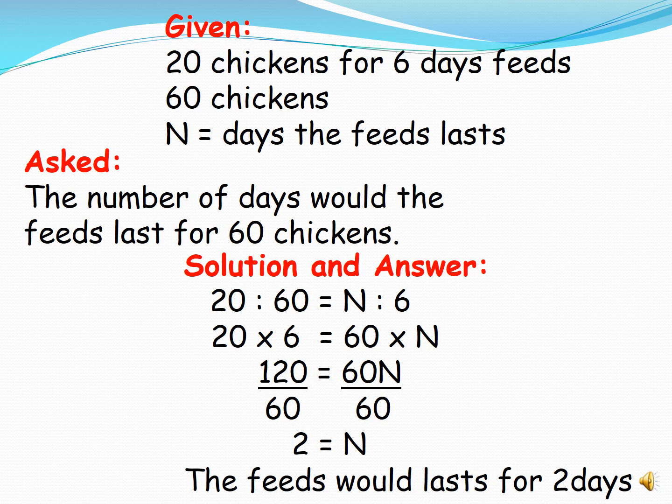Solution and answer, we have 20 is to 60 is equal to n is to 6. So we have here 20 times 6 is equal to 60 times n. 20 times 6 is equal to 120. 60 times n is equal to 60n. Divide both sides by 60, so 120 divided by 60 is equal to 2. Then 60n divided by 60 is equal to n. So n is equal to 2. The feeds would last for 2 days.